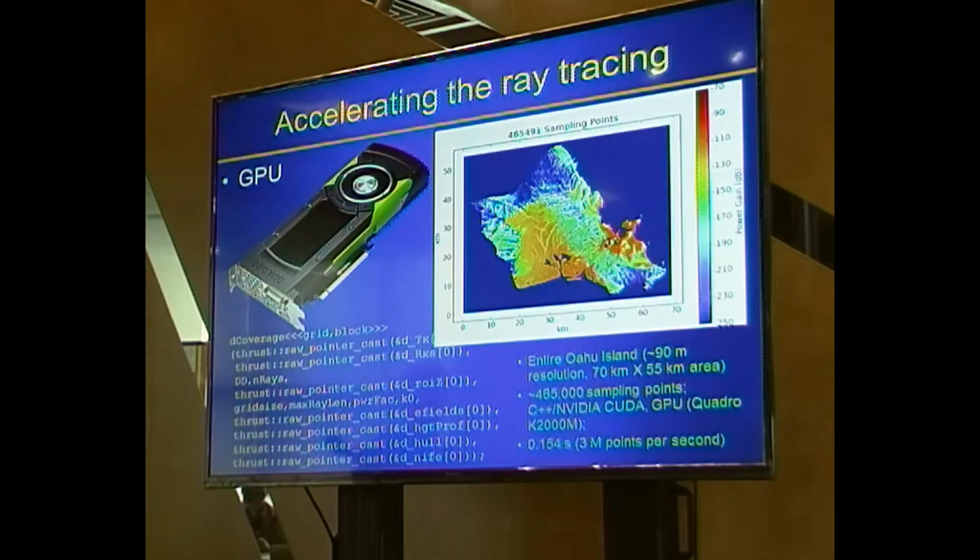So this is the acceleration method. We use the hardware, and we can get that kind of speed, which is fast enough to do some real-time simulation. So that's a very important achievement we did.